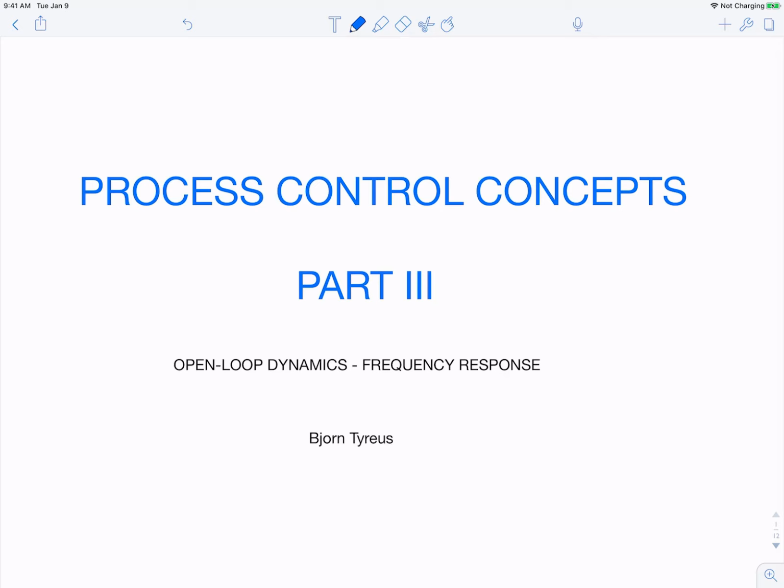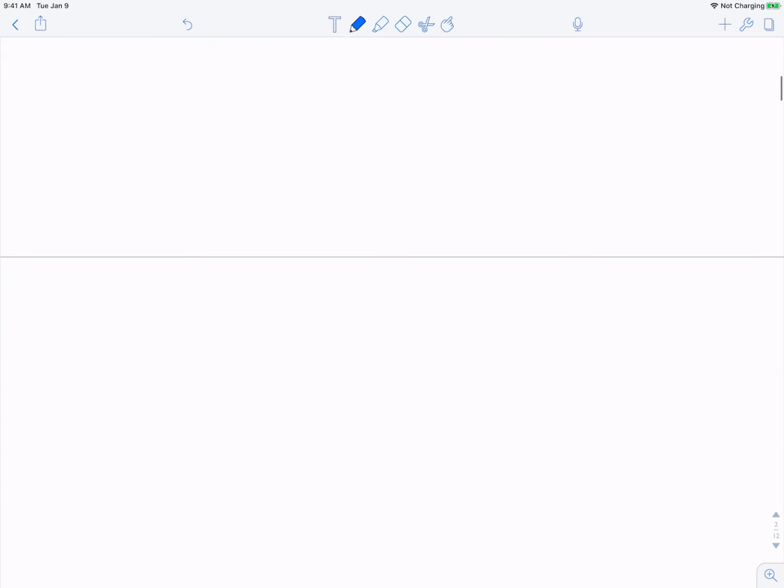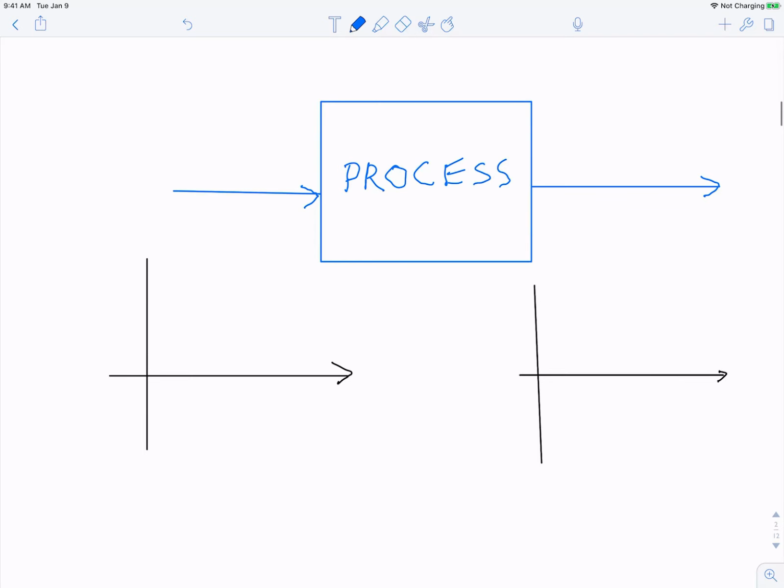The frequency response of most processes is defined as the steady state behavior of the system when forced by a sinusoidal input. So here's a process, and it's being forced by a sinusoidal input. Draw it here, with frequency omega. The output will also be a sine wave with the same frequency, but typically the output sine wave is slightly delayed in time and it has a lower amplitude. So here's the output.